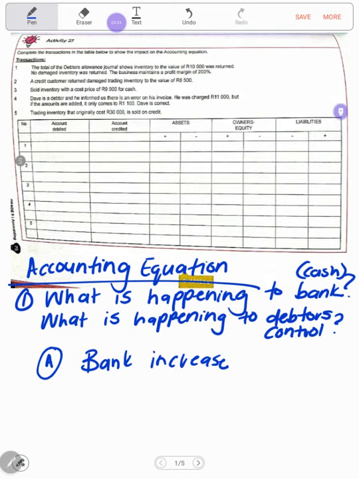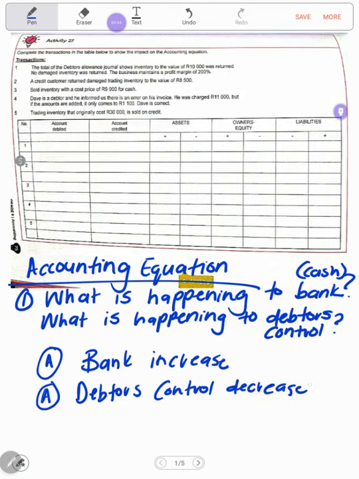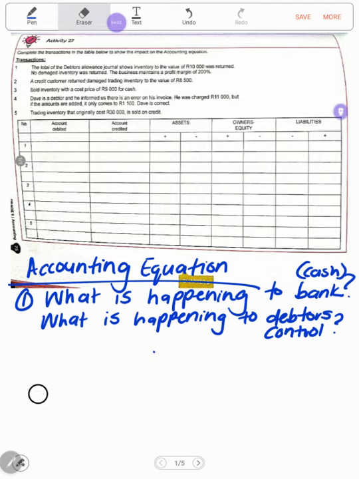And then what is going to decrease? Debtors control. Debtors control is an asset. So an asset is increasing and another is decreasing. When the debtor pays us money, the money comes into the bank account, which increases assets on the debit side. In return, we're losing that debtor. He no longer owes us money, and therefore that will be our account credit because debtors control decreases. Moving on to the next explanation.